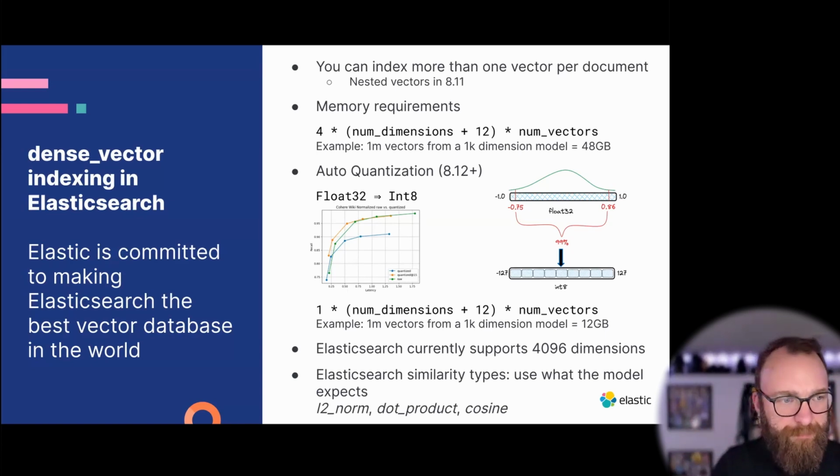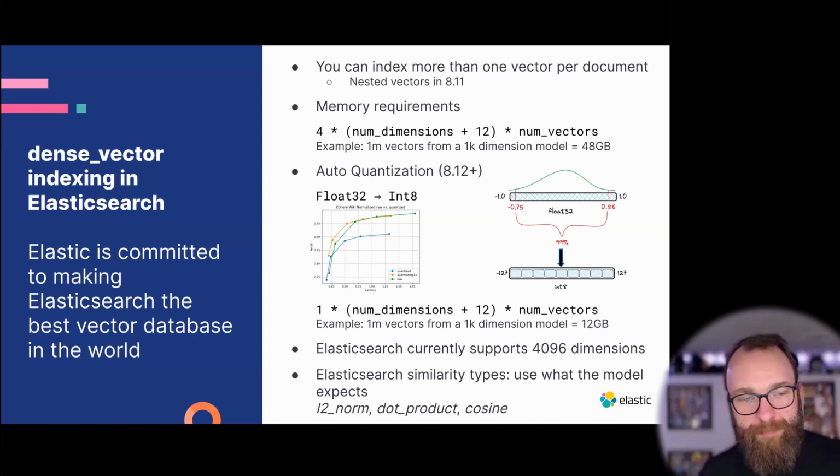It's exciting. And we do currently support 4096 dimensions. I personally haven't seen anyone try to push that, but I'm sure there's someone out there doing it. And then the similarity types that the model expects that we support are L2 norm, dot product, and cosine, just little different ways of calculating the similarity.